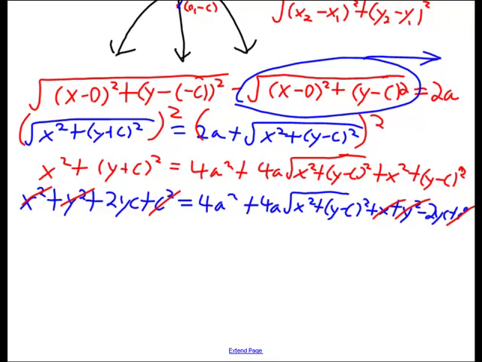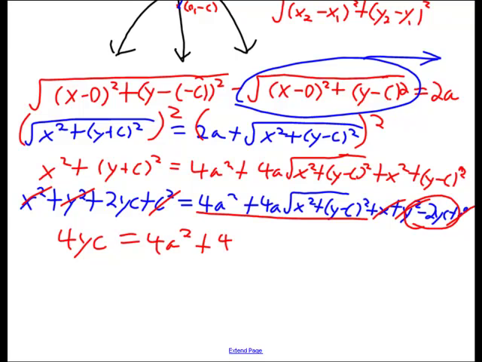So now to simplify this, let's take this negative 2yc and add it, so that on the left side we'll have 4yc. On the right side we have these two terms left, 4a squared plus 4a times the square root of x squared plus y minus c squared. So now what can we do to further simplify this?